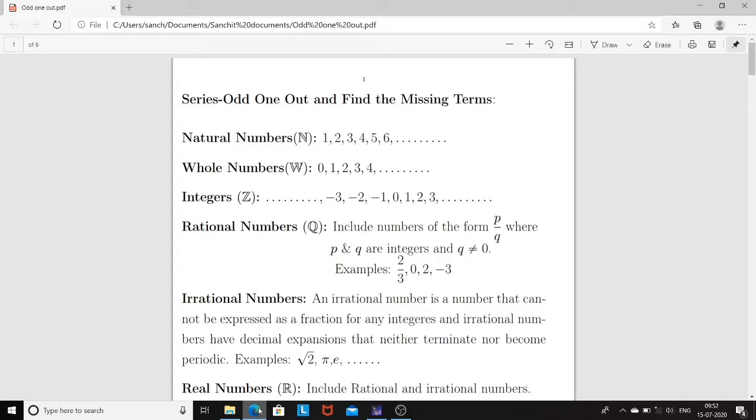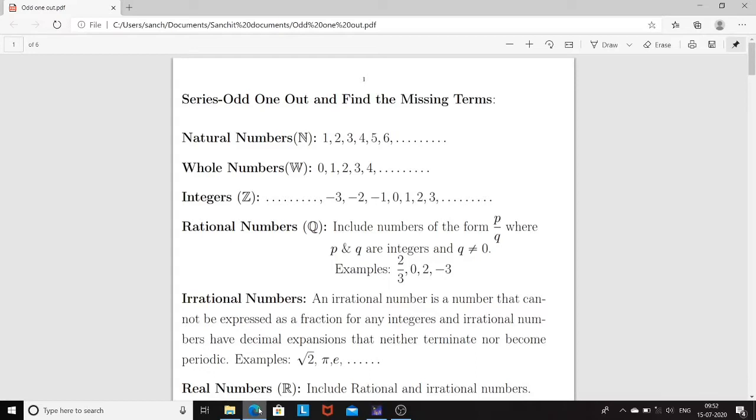So if you notice, all natural numbers also sit inside rational numbers. Similarly, all integers sit inside rational numbers. What you have extra here are the fractions, that is 2 by 3, where numerator and denominator both should be integers and denominator should not be equal to 0.